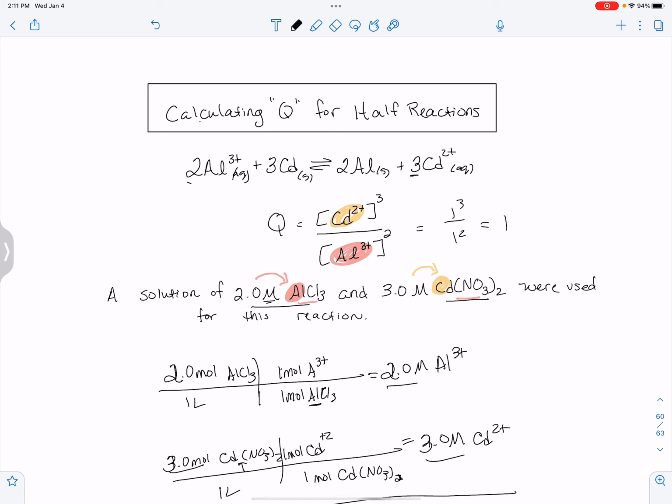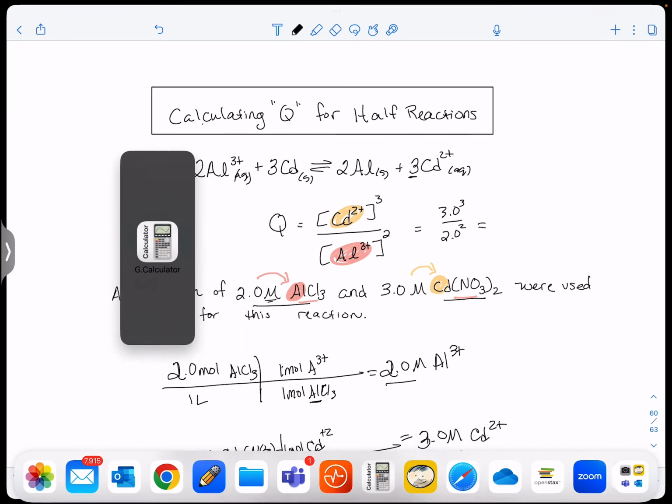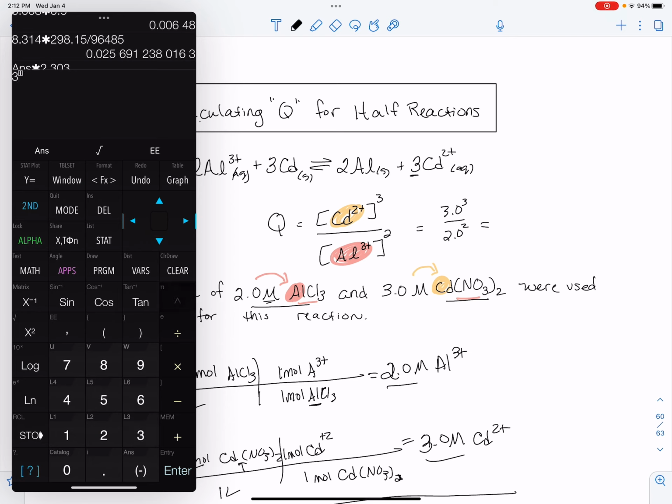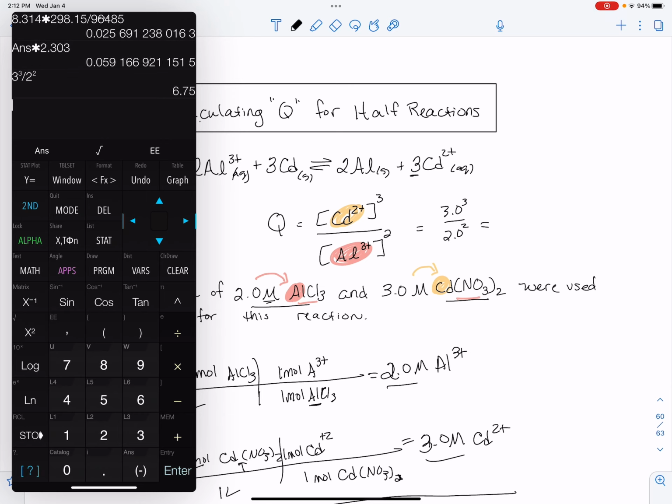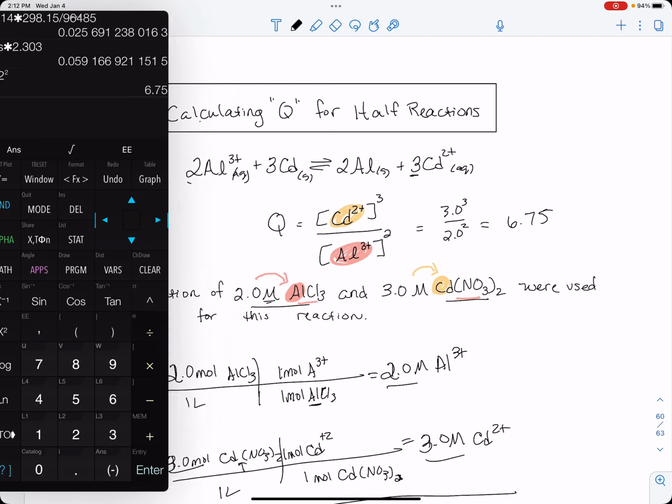So now with these terms, let's actually put these in and get a real number that's not 1. So the Cd term is that 3.0 cubed, and then the aluminum term is the 2.0 squared. So to figure out that one, we just say 3 raised to the 3 divided by 2 squared. And so that gives me that Q value is 6.75.